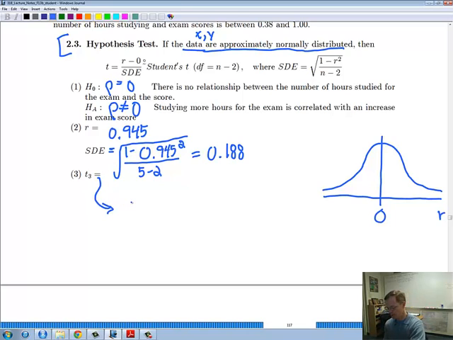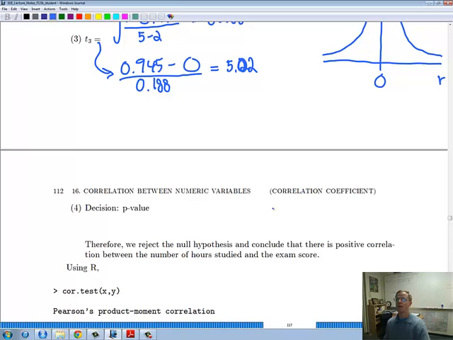Okay, T3, that's going to be R minus 0 divided by the 0.188. So we'll take 0.945 minus 0, that 0 comes from the null hypothesis, over the 0.188. That'll give me my t statistic, 5.02. That's going to tell me the p-value. Well, we can use R, or we can look up in the table. If we do look up in the table, then we're going to see that the probability that the T3 is over 5.02 is going to fall between the 0.02 and 0.01.